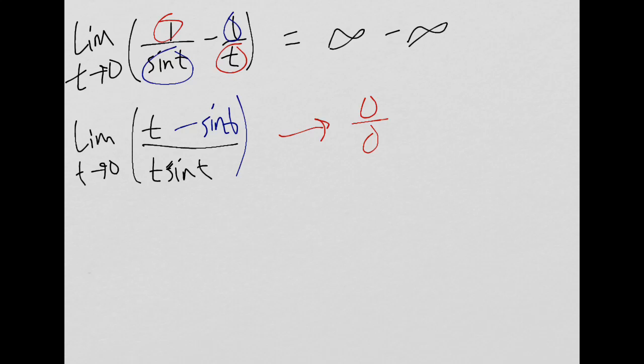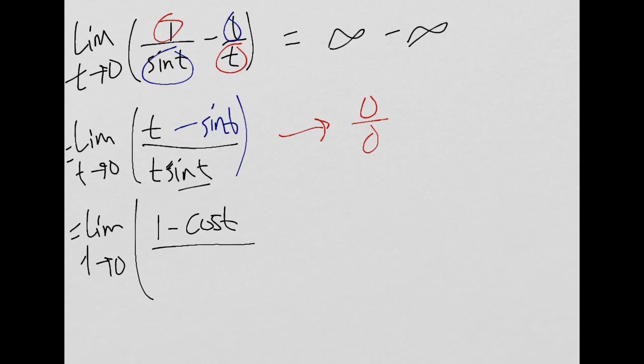So this equals the limit as t approaches 0 of, the top is the easier to do. I get 1 minus cosine t. In the bottom I have to use the product rule. I'm going to do the derivative of the second, which is cosine t, times the first, so that gives me t cosine t. And then plus the derivative of the first, t, which is 1, times sine t. So I get t cosine t plus sine t by using the product rule.